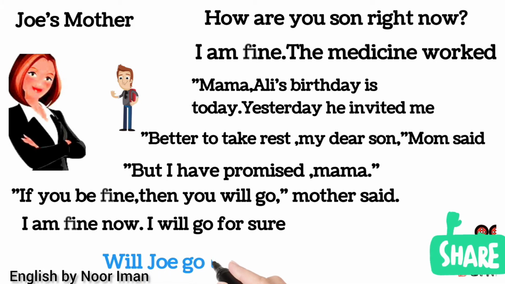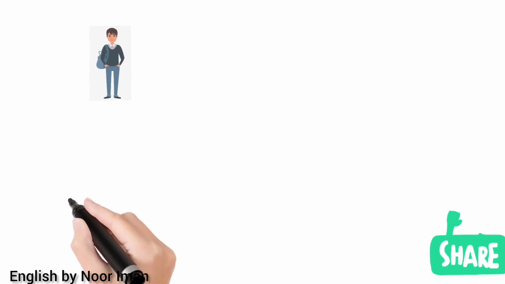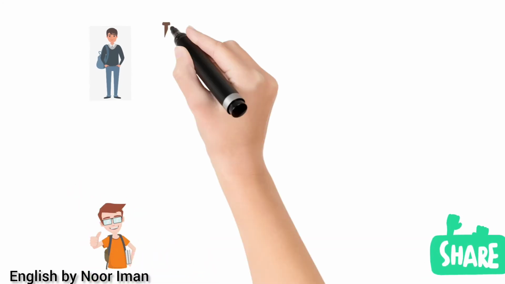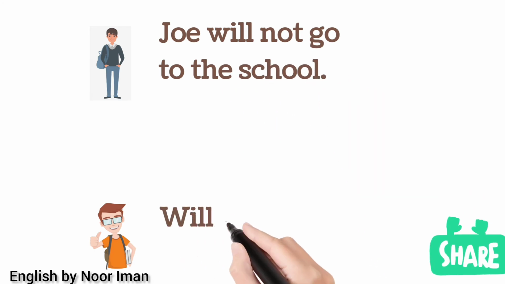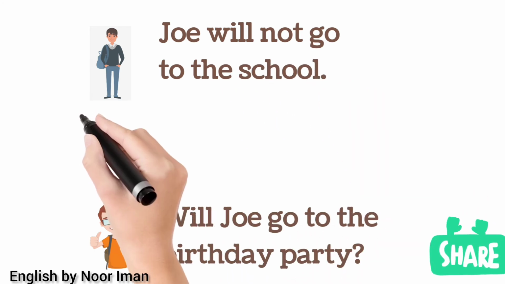"Will Joe go to the birthday party?" "Will not go to the school." "Will Joe go to the birthday party?" "I will go to the birthday party," Joe said.